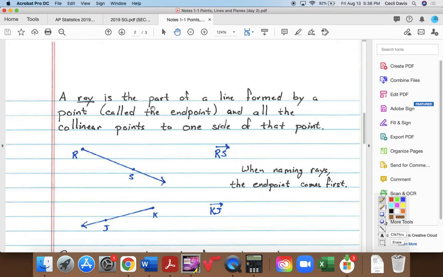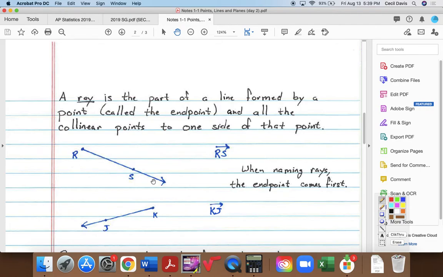So a ray is the part of a line formed by a point, again called the end point, and all the collinear points to one side of that point. Remember, collinear means all on one line. So this is an example of a ray. Here's a point, all of the collinear points on one side of that. So again, rays are always straight, just like lines are. We never need to say straight ray.